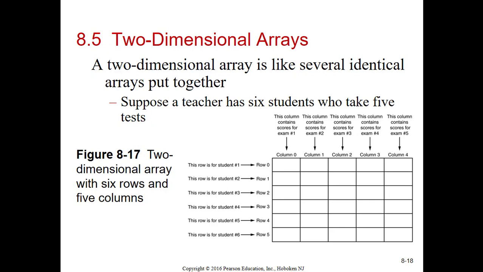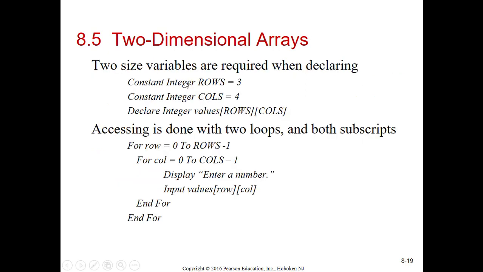Then you get to the second student, you drop back down to the column 0. And this is how you process that. Two size variables are required, so they have a constant called rows and a constant called columns. So there's 3 rows and 4 columns. And then you declare your array, and you put the rows first and then the columns last.